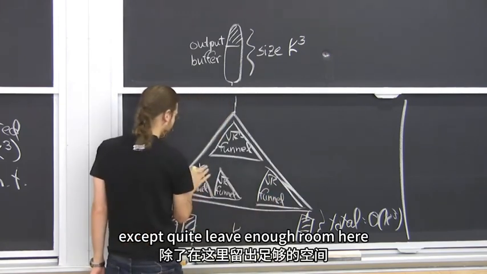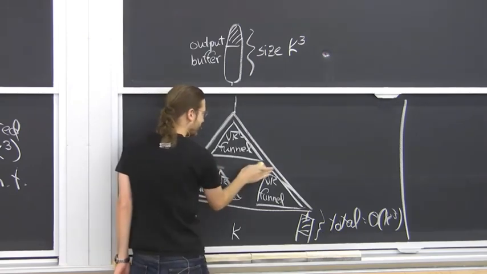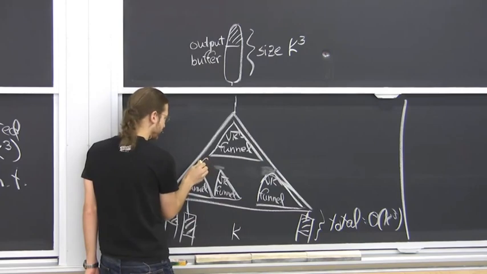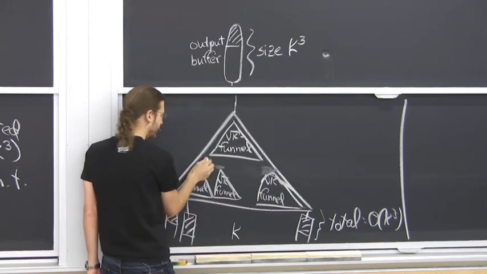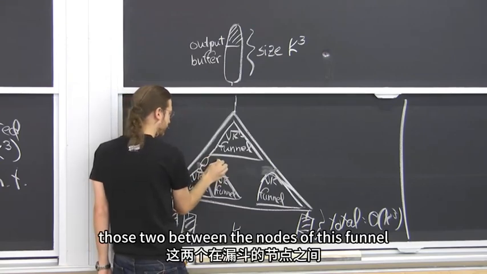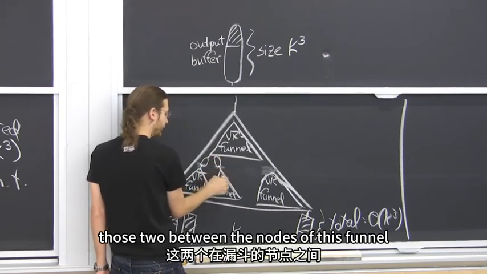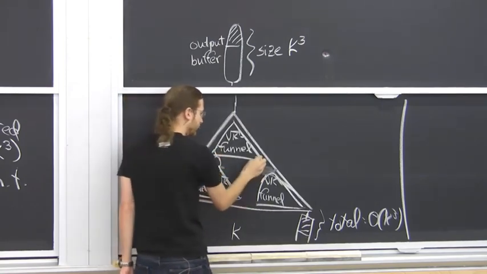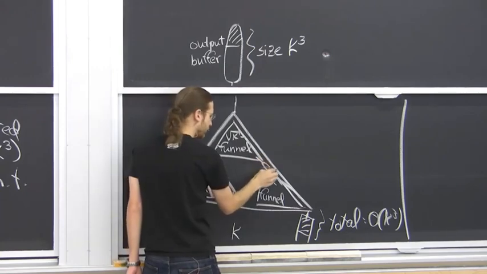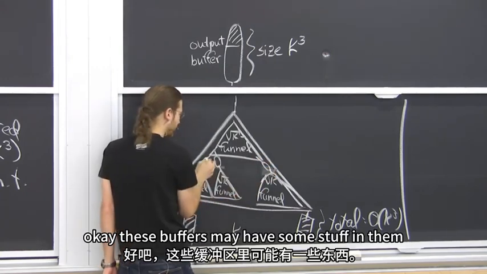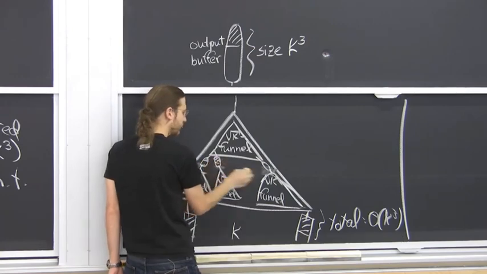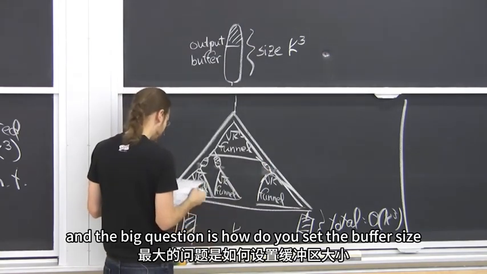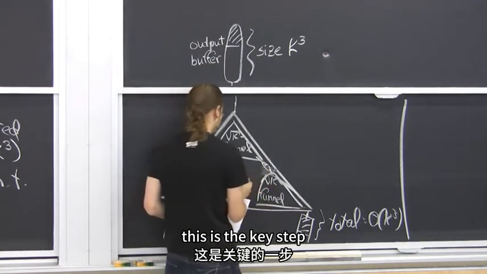Except, didn't quite leave enough room here. In between the levels are buffers. There's a buffer here between those two, between the nodes of this funnel and the nodes of this funnel. These buffers may have some stuff in them at any moment. And the big question is, how do you set the buffer size? This is the key step.